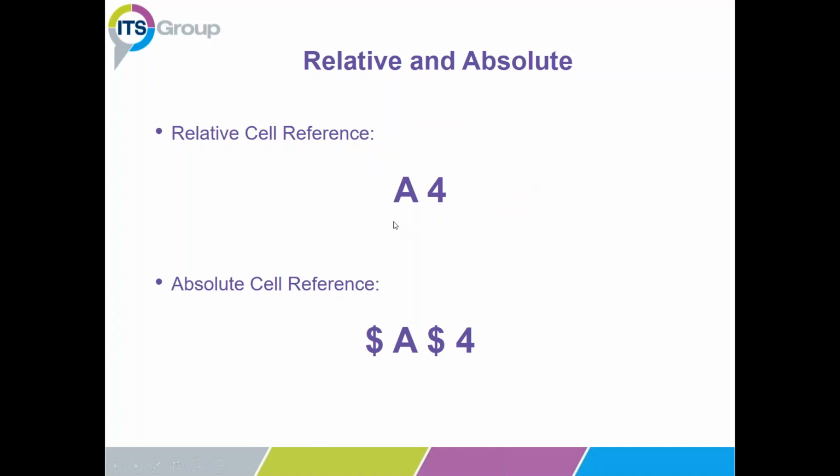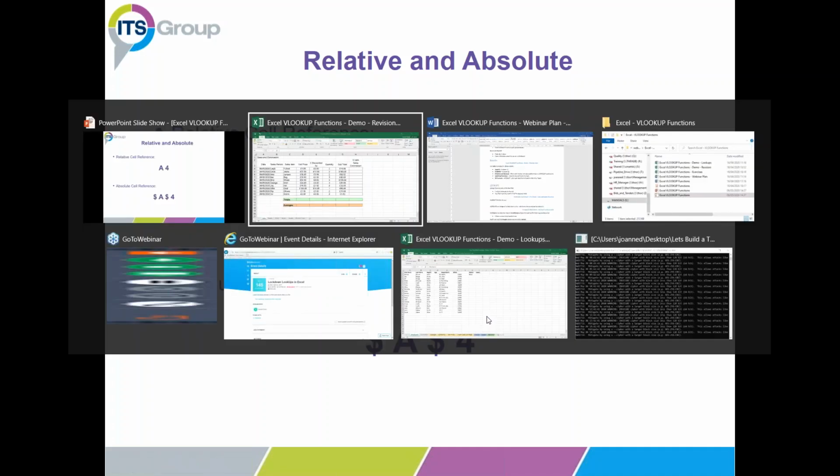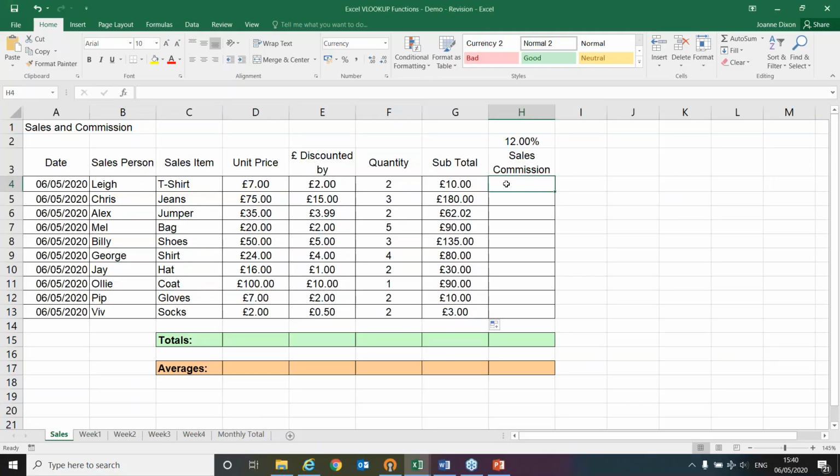So relative cell reference is just a column letter and a row number, whereas absolute has the dollars to fix the cell reference in the formula. So looking at the formula here, I'm going to start by doing equals. To work out the sales commission for Lee, I'm going to take Lee's subtotal. Because I want that to change for Lee from G4 to G5 to G6 when I fill it down, I don't need any dollars. And I'm going to multiply it by the 12%. Now, the 12% is fixed in one cell. There's no other percentages. So we need to put the dollar signs around it.